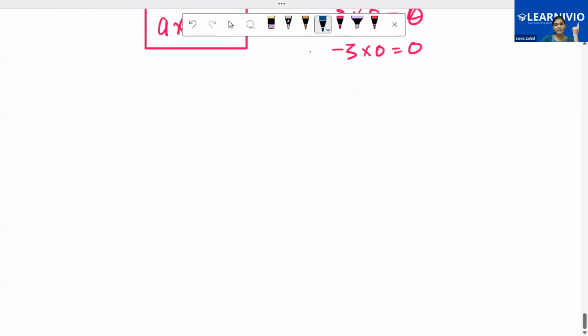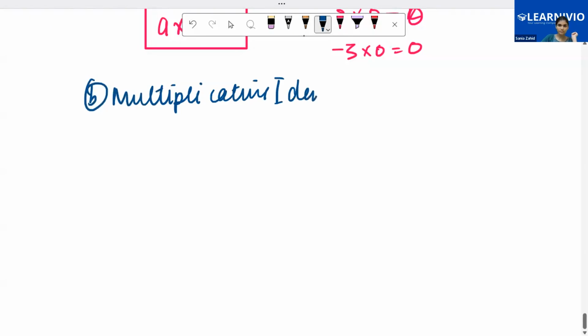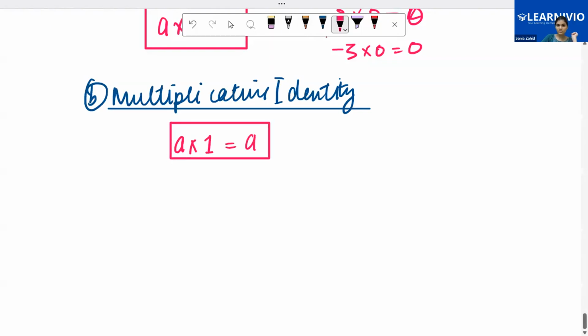Now, what is the multiplicative identity? What was the additive identity? Do you remember? Additive identity was 0. Now, what is the multiplicative identity? It is 1. For example, I have any integer a, and I multiply it with 1. So I will always get the same integer. This is the multiplicative identity.